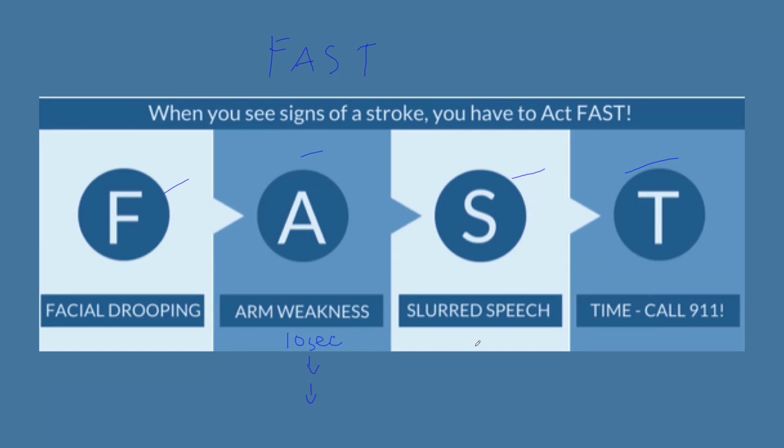Now, S stands for slurred speech. They may struggle to form words well, or they may even have complete aphasia. And we're going to look at that in just a minute. Okay, different types of aphasia. T stands for time. Remember, we're acting fast. You must do something fast. So time is tissue. That's something you're going to hear people say. Time is tissue. What that means is the faster we're able to act, the more brain tissue we're going to be able to save. So you need to get help, notify the right people as fast as possible.